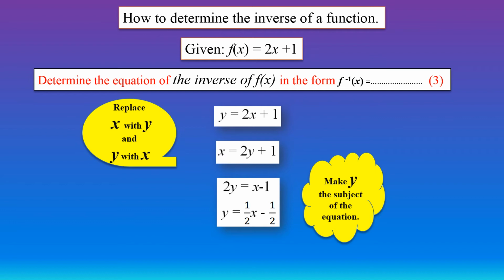We get 2y equal to x minus 1. Therefore, y equal to, divide all the terms by 2. We get y equal to half x minus half. So that is the inverse of f. We write f inverse x equal to half x minus half.